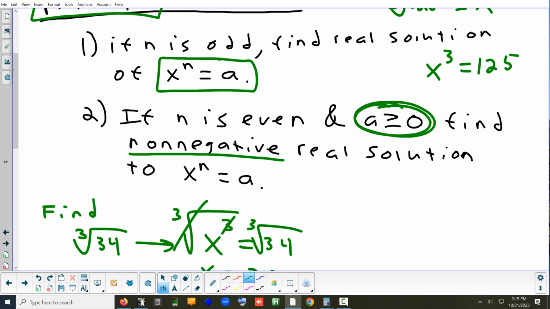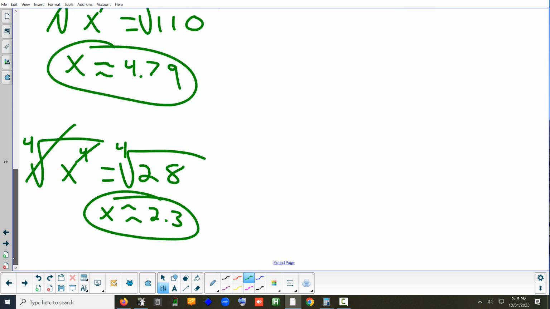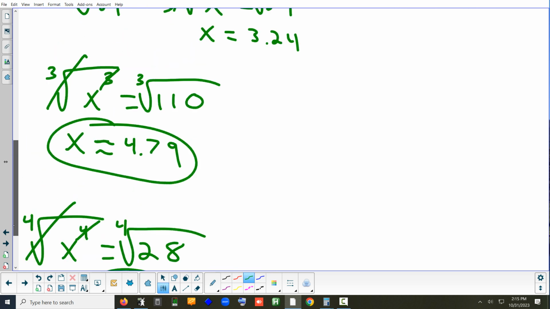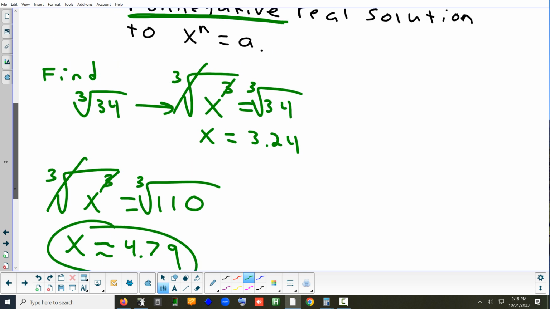Right, so a big thing to be careful about: if you're doing an even root, make sure that you're not having a negative number under it. And the answer that you get is always going to be non-negative, just like that number, 2.3. That's a non-negative number. Any questions on that?